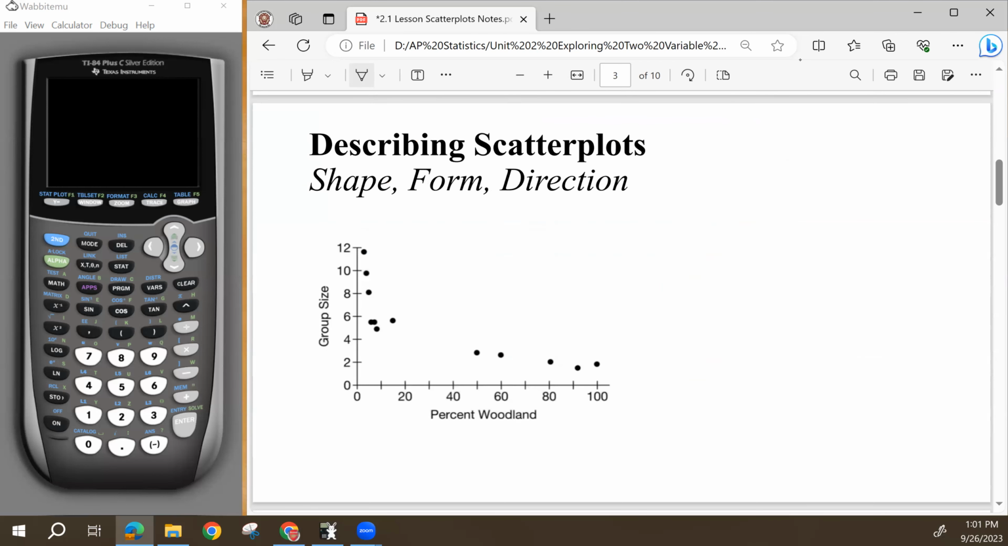And so one thing we would want to do once we collected this data and we have displayed it in this way is we would want to talk about what it looks like, much like we described histograms and we described distributions of one variable. We can describe what our scatter plot, what our relationship between these two quantitative variables will look like. And we will talk about its shape. We will talk about its form. And we will talk about its direction.